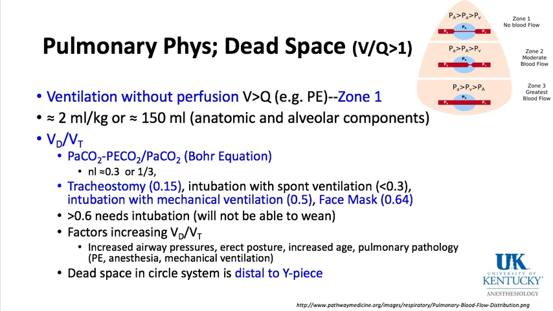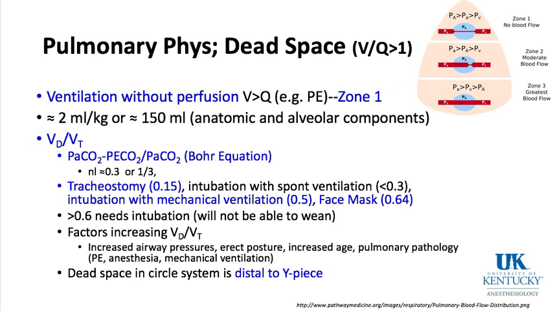Put a face mask on someone, and that adds even more dead space. Usually, if you're up in the intensive care unit and you calculate dead space in a patient and it is greater than 0.6, you will not be able to wean them because there's so much dead space, they are not ventilating adequately. Factors that increase the ratio of VD over VT: high airway pressure, erect posture, the elderly, and things like pulmonary embolization and mechanical ventilation because of positive pressure ventilation.